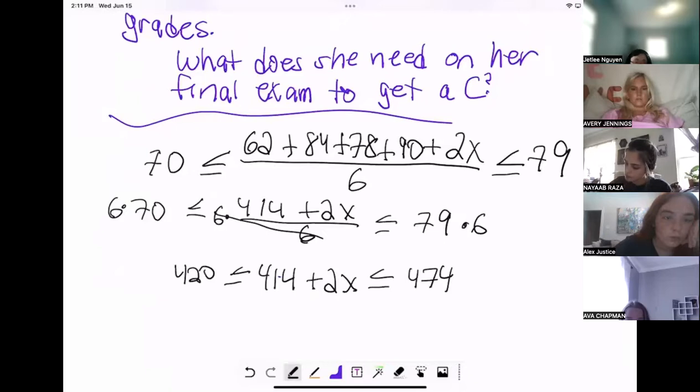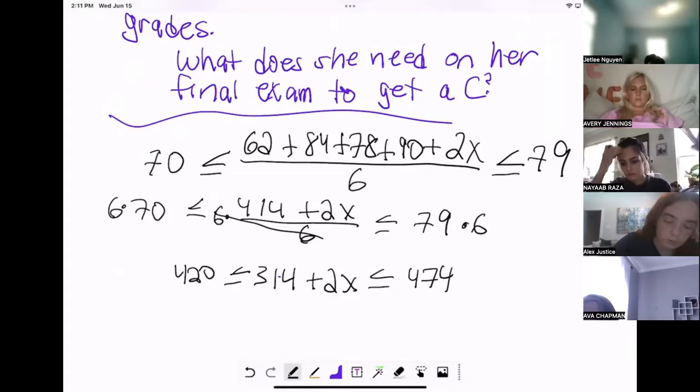Is it now 314 or 414? 414. I got 414. Is it 314? Did I add it wrong? I did it real fast earlier. Hold on. Oh, it is 314. Thank you. 314.